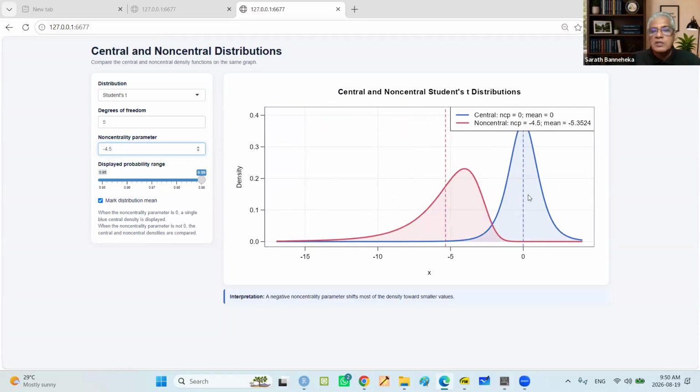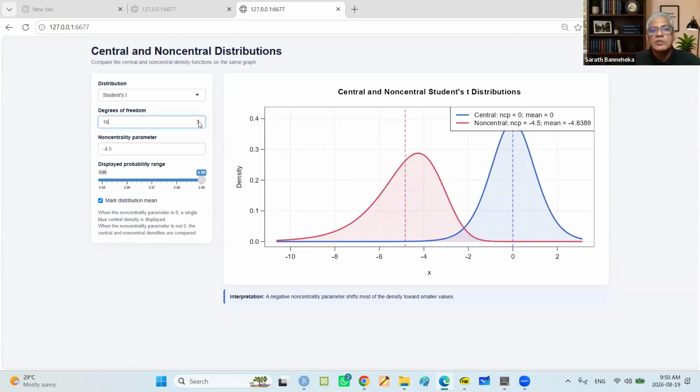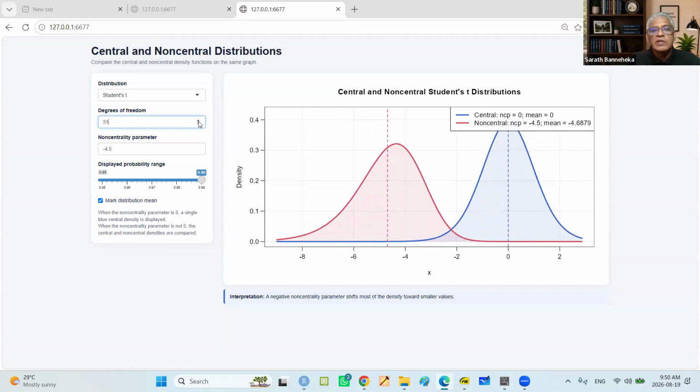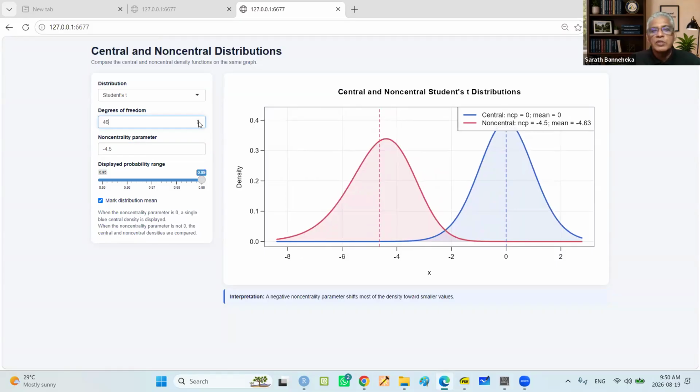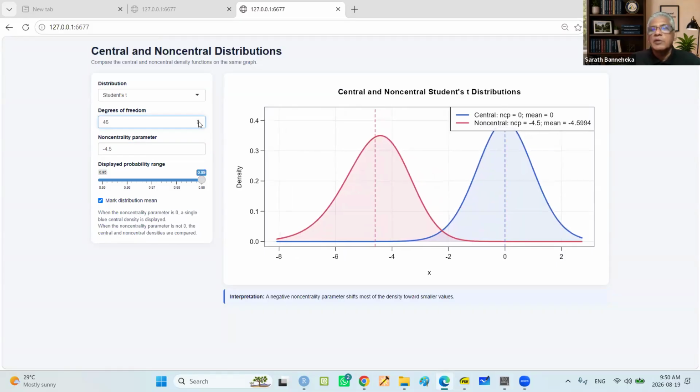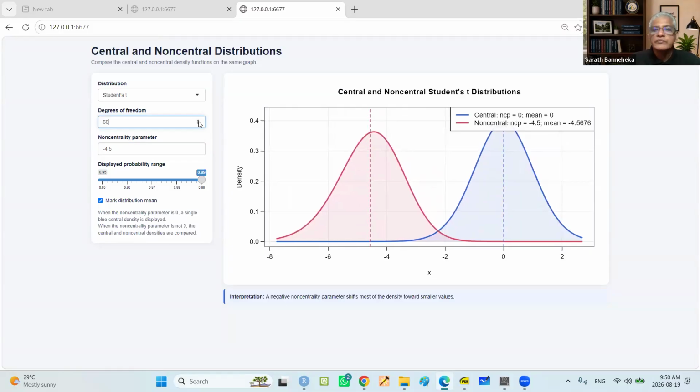The central distribution is always symmetric around 0. It is always bell-shaped for a given fixed value here. So now, keeping this, here the non-centrality parameter is negative 4.5. If I increase the degrees of freedom, you can see how it changes. When I increase the degrees of freedom, you can see that even for the non-central one, it is coming closer and closer to the shape of a normal distribution. So that is the behavior of the non-central T distribution.